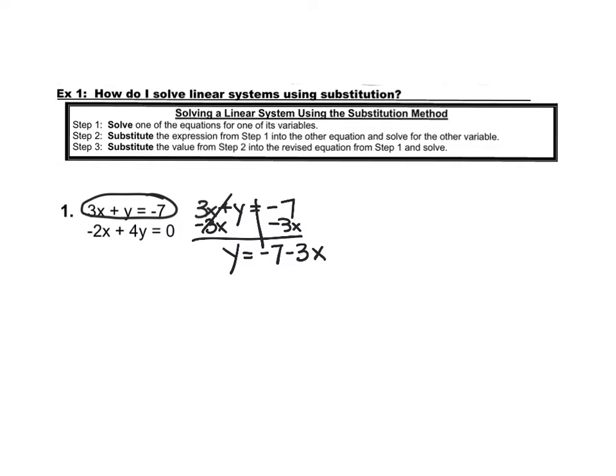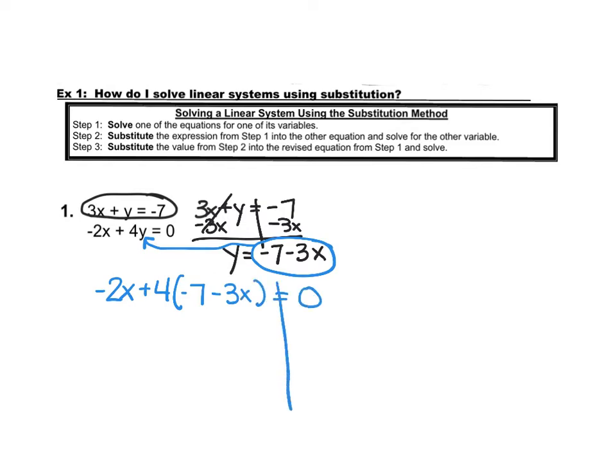All right, so now we have an equation where we have solved for one of the variables that I can substitute into the other equation. So let's take this part right here. We're saying y is equal to negative 7 minus 3x. So that is going to go in the place of this y right here. So we have negative 2x plus 4, and now that whole piece in parentheses, negative 7 minus 3x, and then let's finish the equation, is equal to 0.